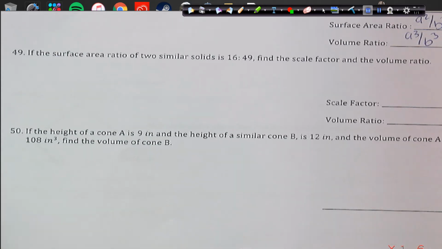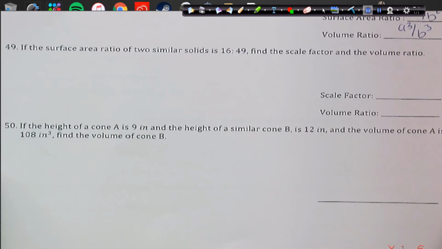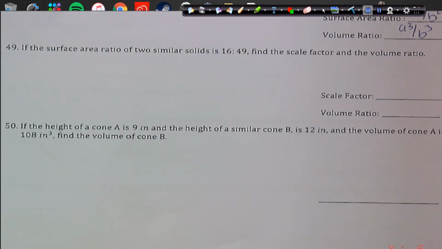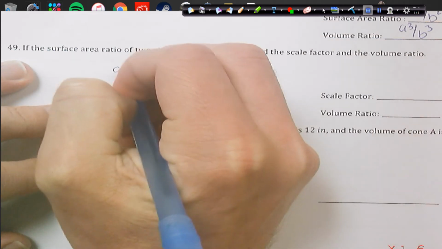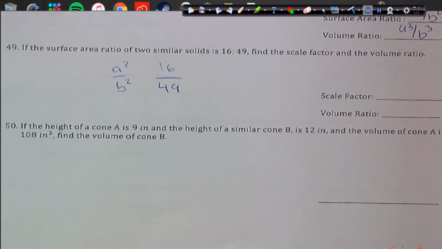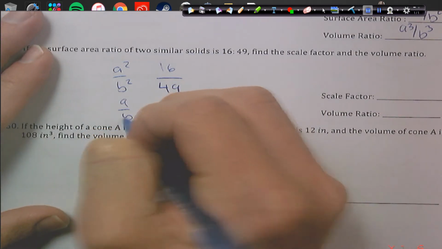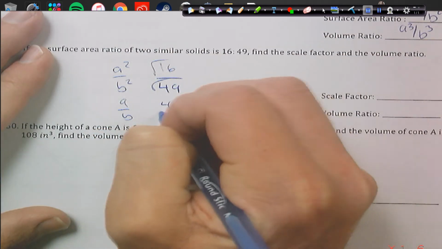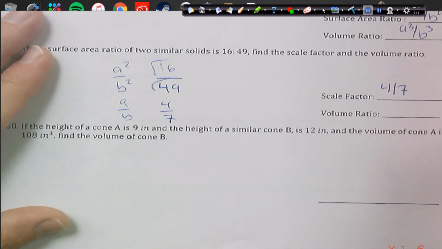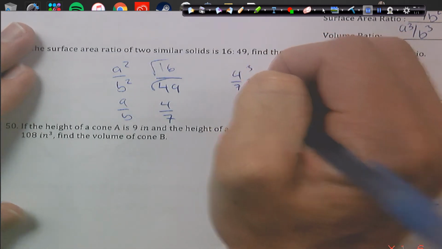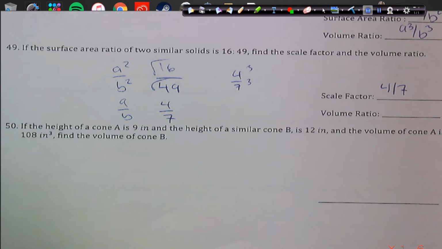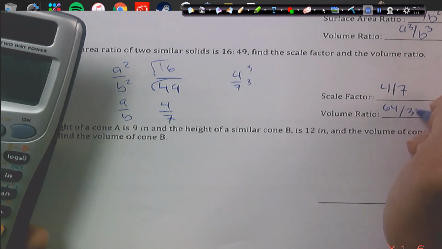Let's get started. 49. The surface area ratio of two similar solids is 16 to 49. Find the scale factor and volume. So we have 16 to 49. Since this is surface area, this would be considered a squared and b squared. If I want a to b, I can actually just take the square root of these and get 4 to 7. So that'd be my scale factor. And then to get the volume ratio, I could take 4 over 7 and cube them. And if I did that, I would end up with 64 and 343.